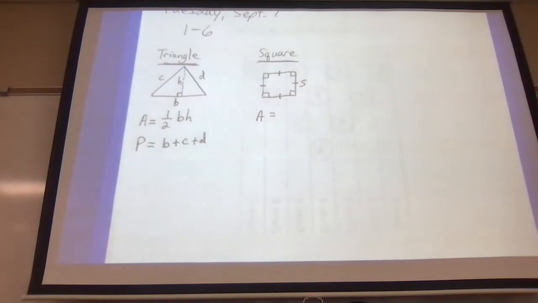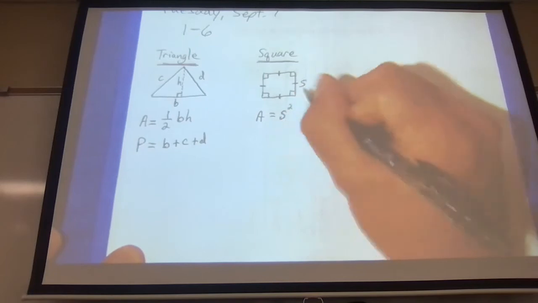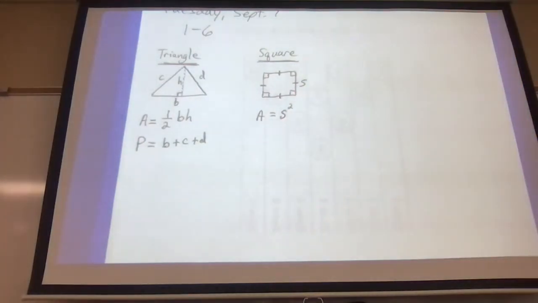And if you remember your formula for a square, to find the area, you're going to take the side, any one of the sides, and you square it. Side squared will give you the area of the square.